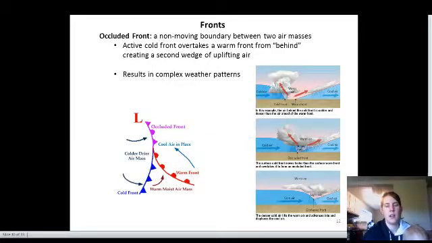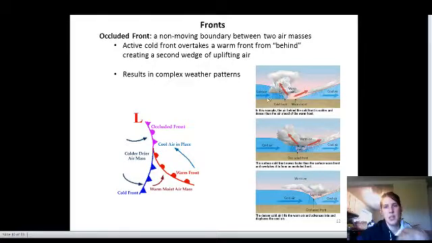And finally, we have what are called occluded fronts. Okay, so it's different than a stationary boundary. This can happen when an active cold front overtakes a warm front from behind, creating a second wedge of uplifting air, and results in complex weather patterns.